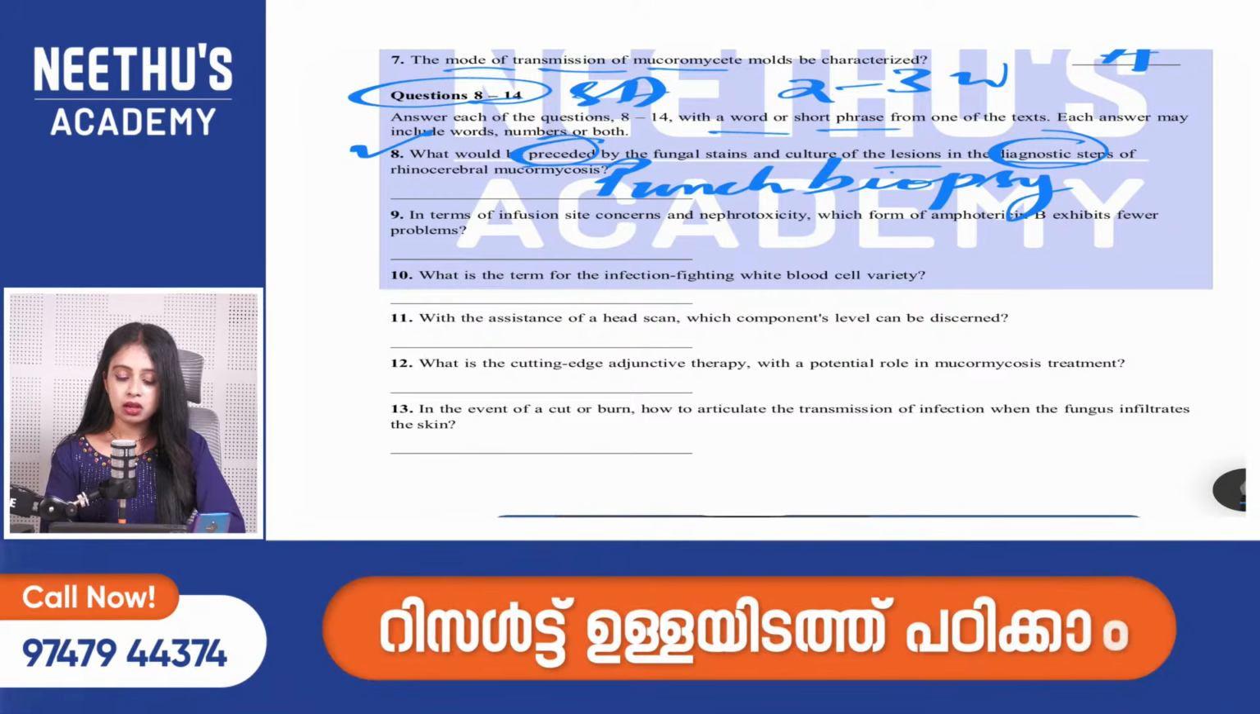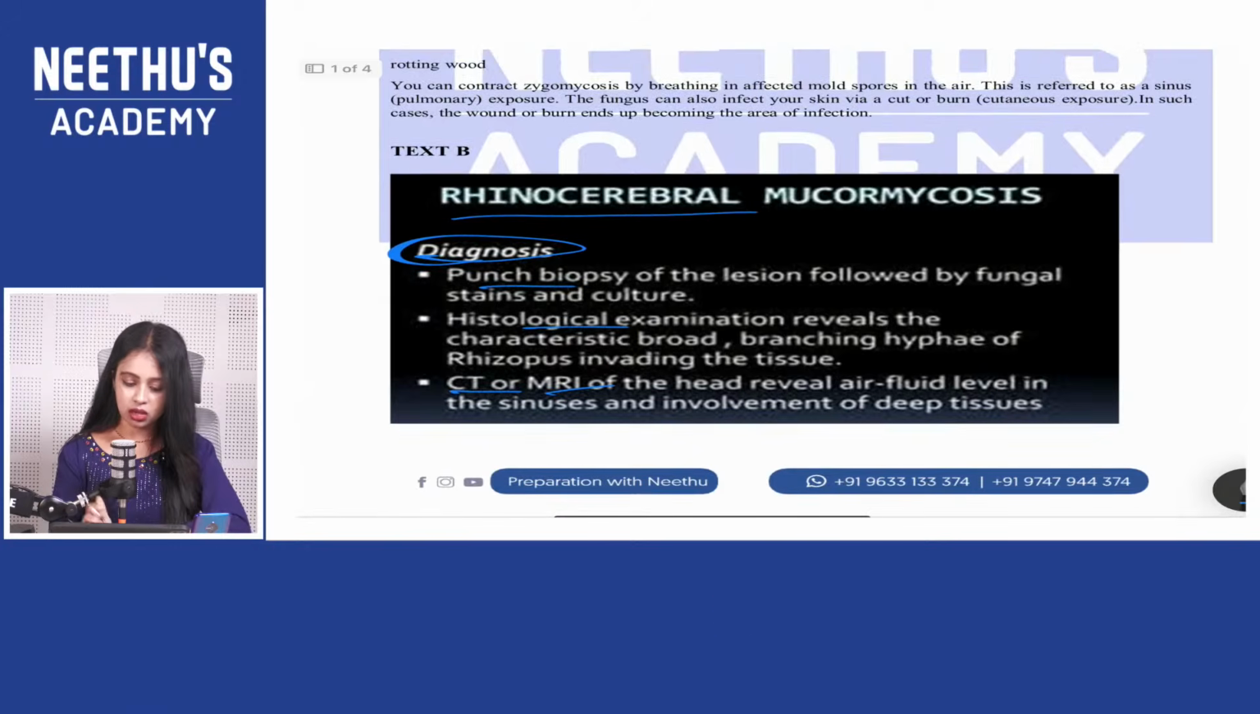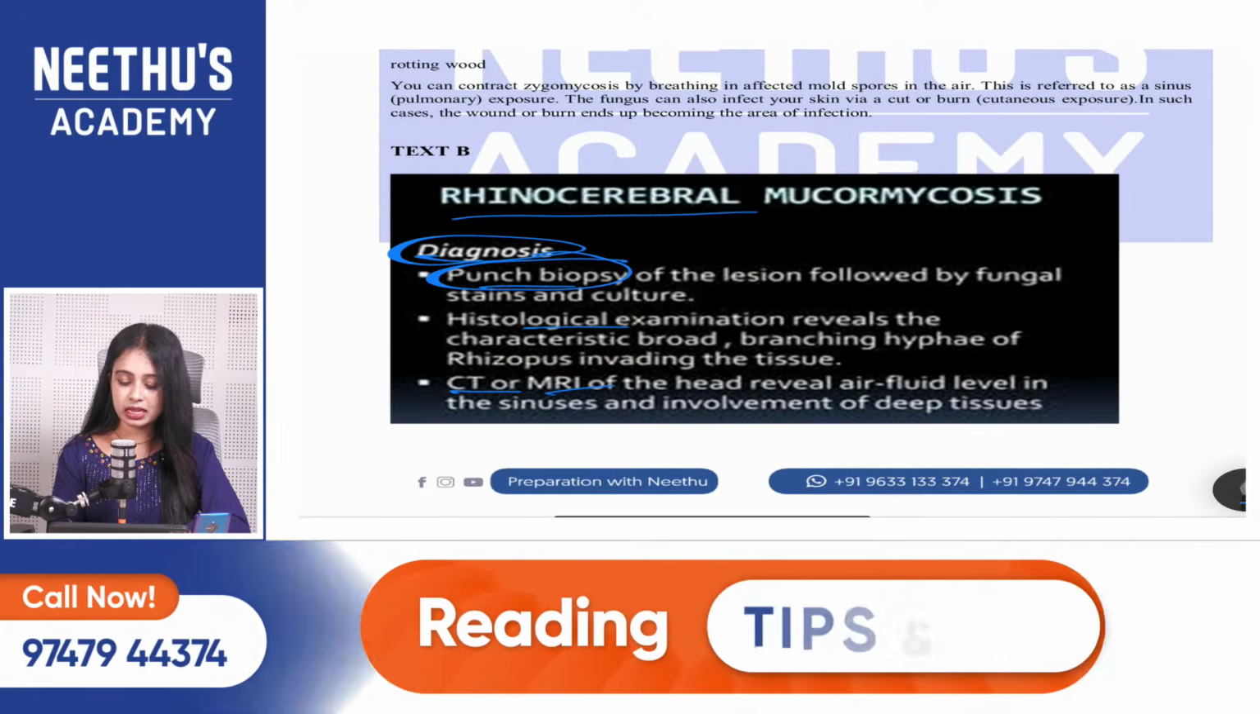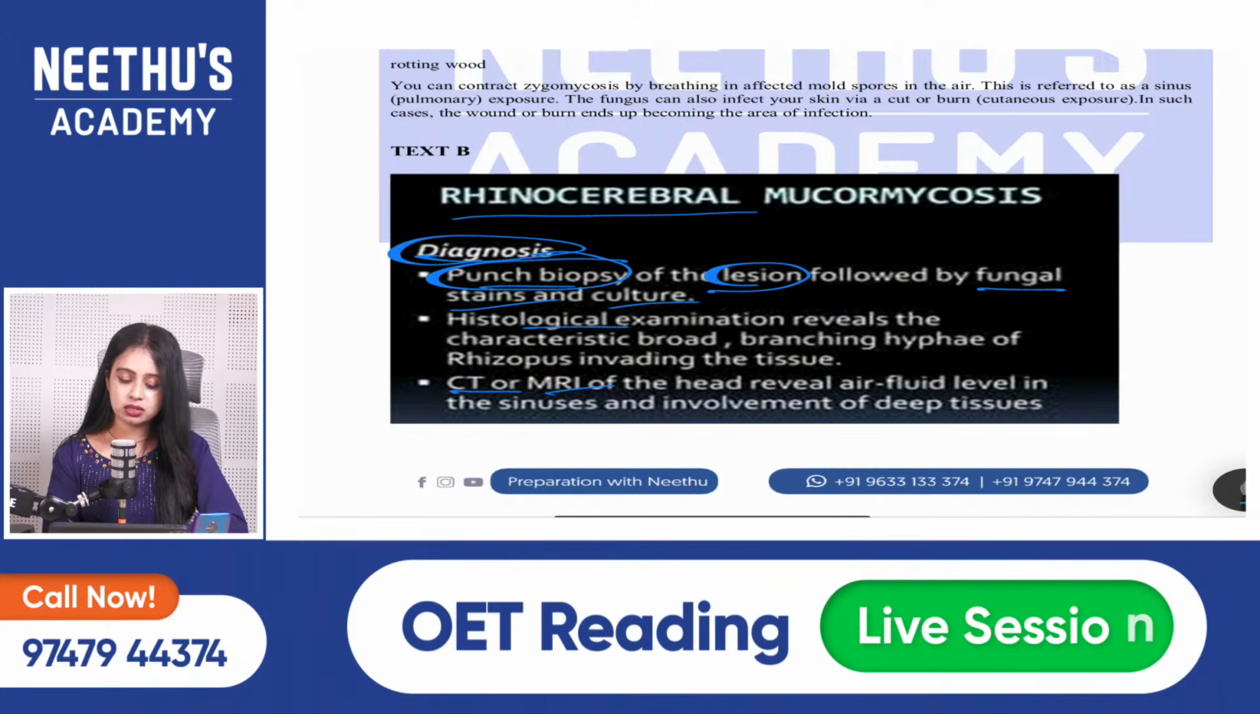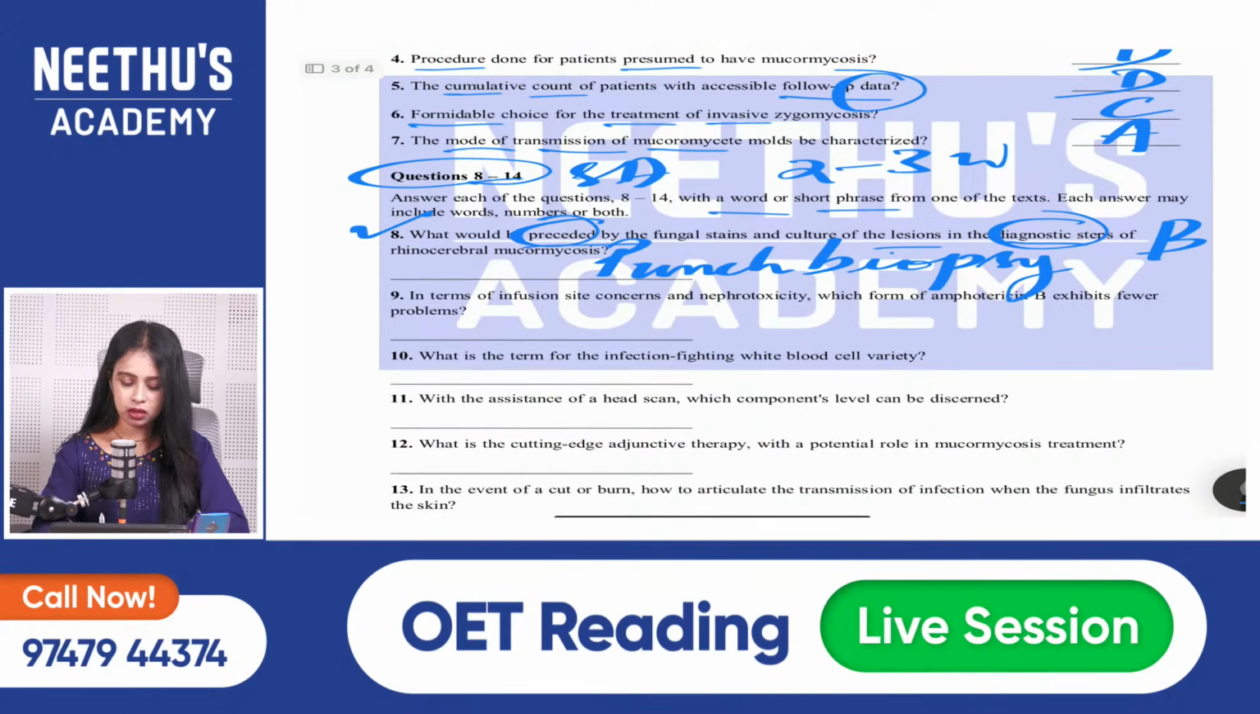Punch biopsy. Answer is mentioned in text B, and this is where I found the answer. Punch biopsy of this lesion, keyword, followed by fungal stains. Another keyword, culture. See? So answer is punch biopsy. Very direct answer.